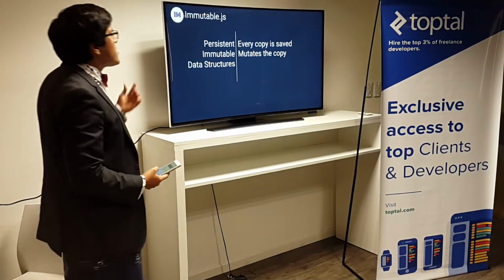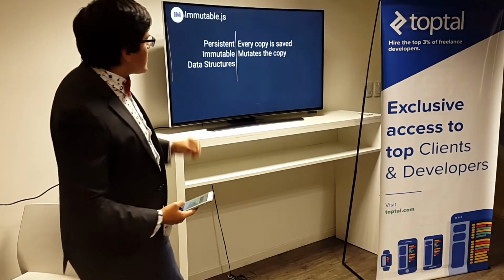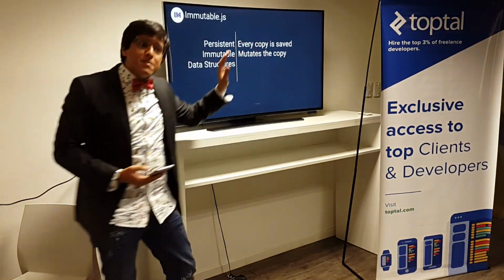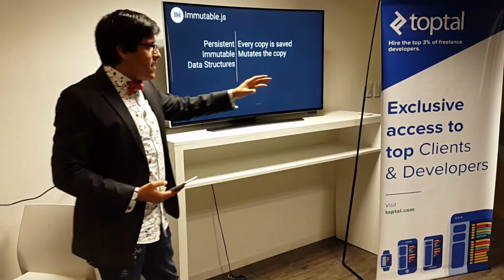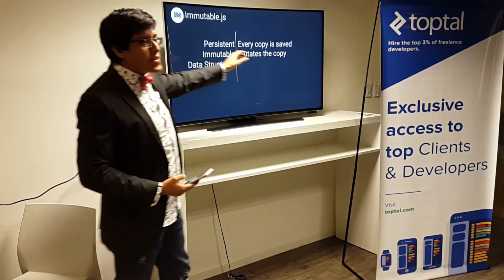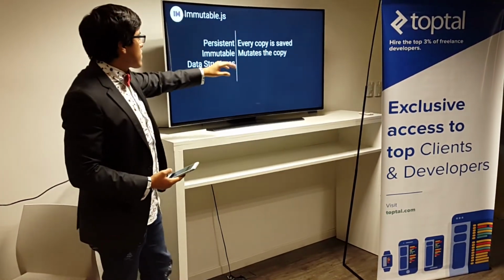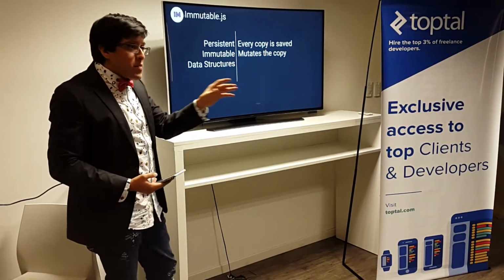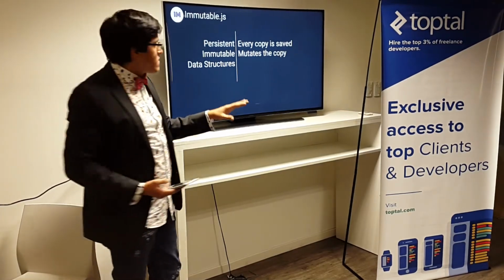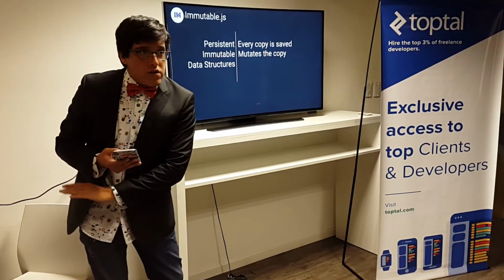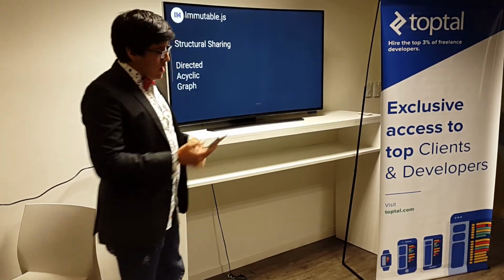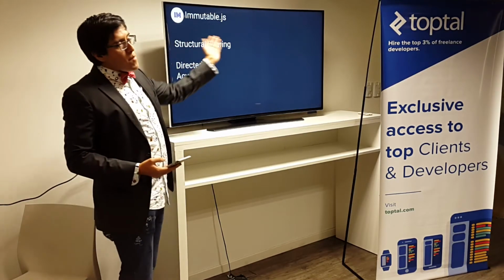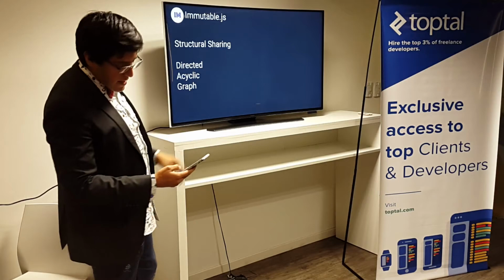Immutable uses persistent immutable data structures. In this case, persistent means that every copy might be saved, or we're going to have a reference for every copy that we make of the particular data structure. And immutable means that every copy that we have is going to be immutable. We mutate a copy, and once we return the copy, that copy is immutable. And how does Immutable do that? Well, simple, by using a property called structural sharing on a directed acyclic graph.